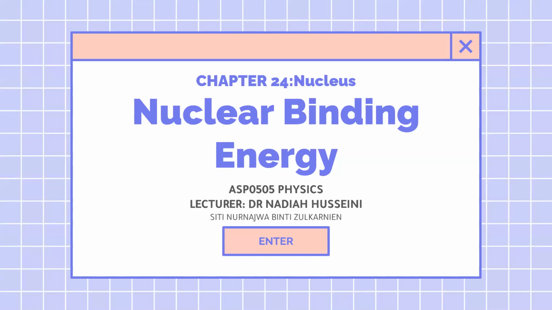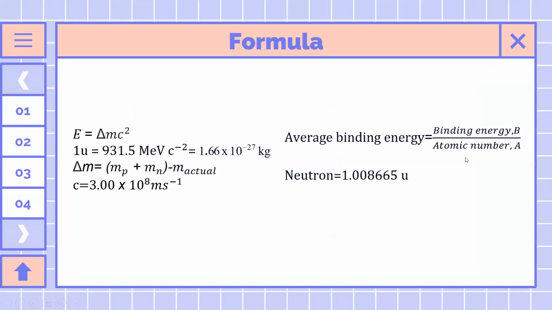Assalamualaikum and good day to Dr. Nadia and my fellow friends. My name is Siti Nonajwa and today I would like to present an exercise about nuclear binding energy. First of all, Aliana already mentioned the formula, which is E equals delta m c squared, given by Albert Einstein.